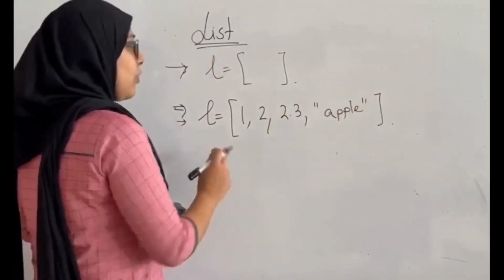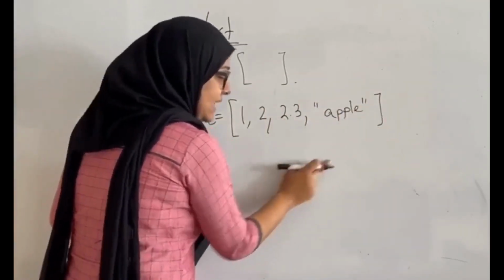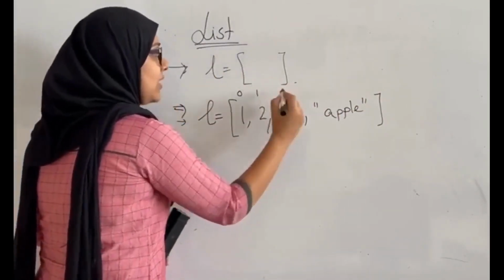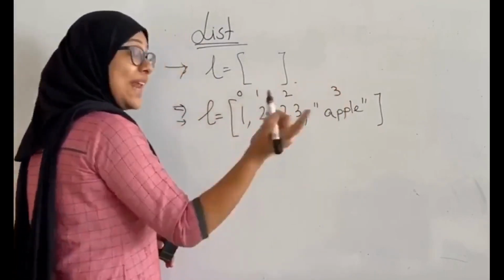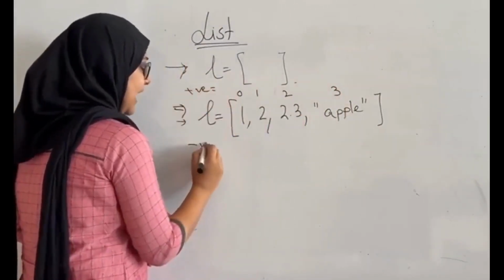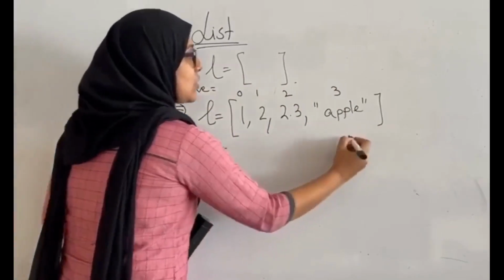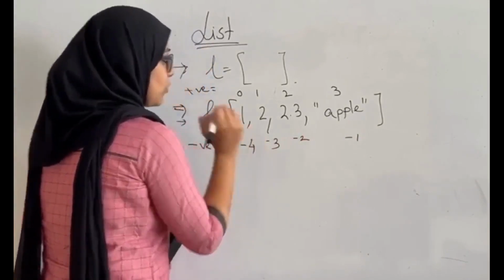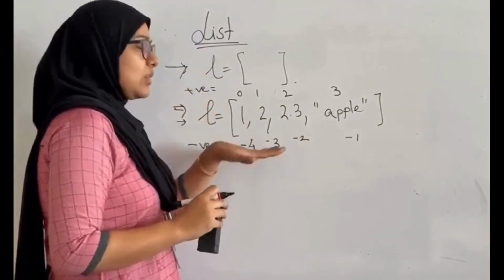Now let's understand the indexing in a list. So this is 0, this is 1, this is 2, this is 3. This is positive indexing. We can have negative indexing also in the list. So this is -1, this is -2, this is -3. For now, that's all about lists.